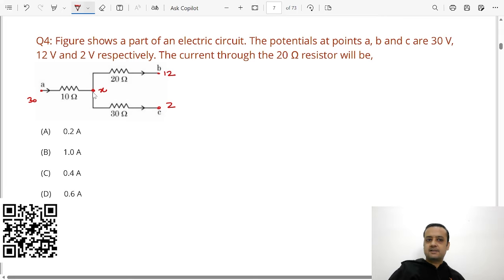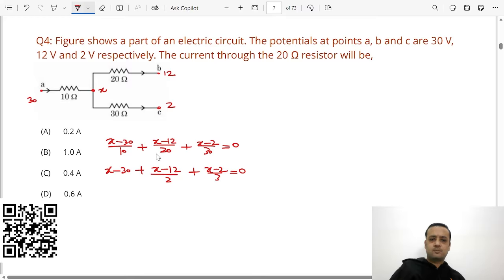So if here the potential is x, then I can apply nodal analysis: x minus 30 by 10, plus x minus 12 by 20, plus x minus 2 by 30, that should be equal to 0. So from here you can see that x minus 30 plus x minus 12 by 2 plus x minus 2 by 3 will be 0. Basically I have taken the 10 in the denominator to the other side, and now you can see x plus x by 2 plus x by 3 will be equal to 30 plus 12 by 2, which is 6, plus 2 by 3.